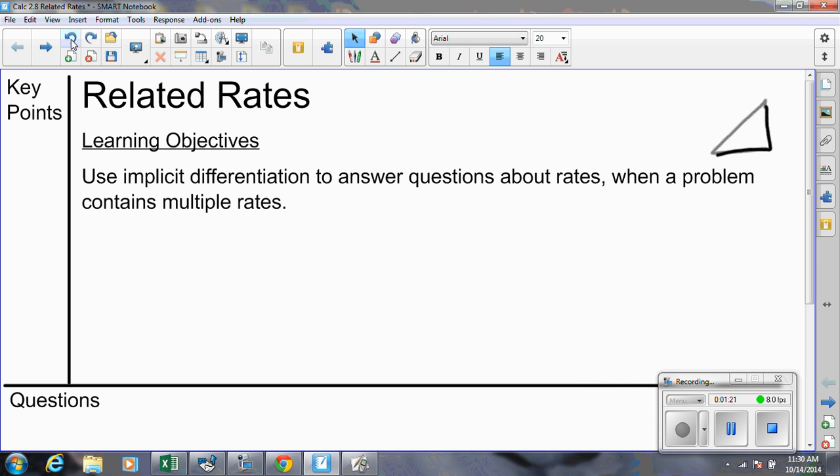We are going to try to use implicit differentiation so we can answer questions about rates when the problem contains multiple rates, such as speed of hypotenuse changing, speed of leg changing, speed of other leg changing.